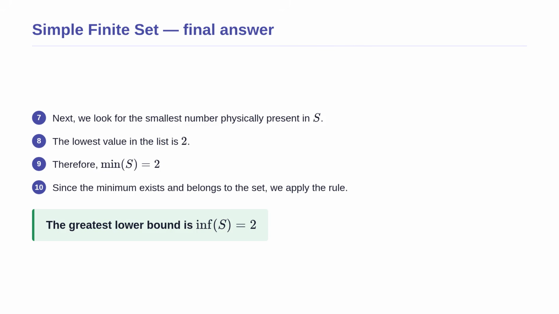Continuing with the same set, we now look for the floor. The smallest number physically present inside the set is 2. This acts as a solid floor underneath all the other numbers in our collection. Just like with the maximum, we find this simply by looking at the available numbers. Because the minimum exists and belongs to the set, the infimum is exactly equal to the minimum. You cannot raise the floor higher than 2 without missing the number 2 itself. Therefore, our final answer for the greatest lower bound or infimum is 2. This perfectly demonstrates how finite sets behave, where the boundaries are simply the largest and smallest numbers in the list.